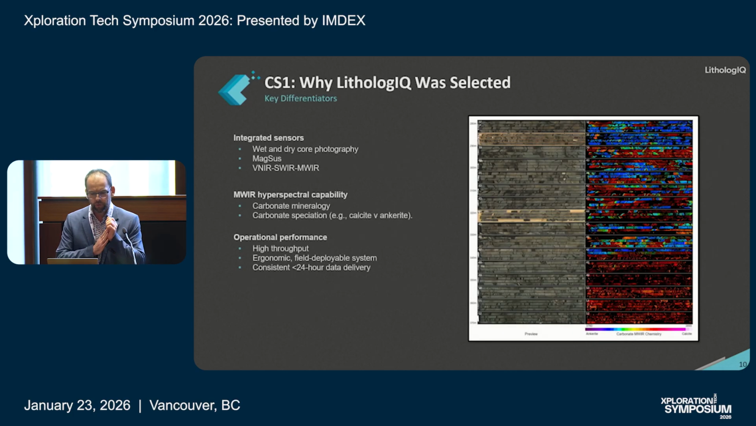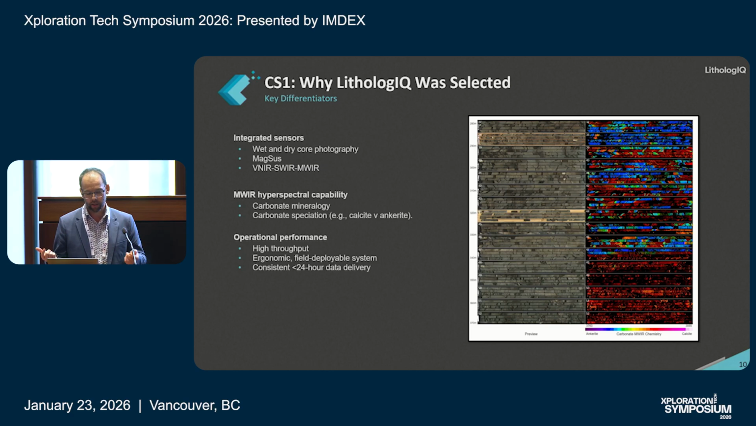So why was this technology selected for the test? Well, mainly because it can automate many different measurements that people are doing manually, contributing to the backlog they were experiencing, like wet and dry photography. People can do it manually, right? But it takes time, and if you can automate it, everybody wins.